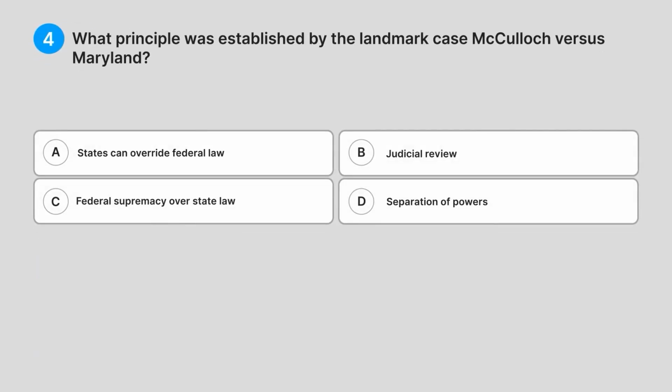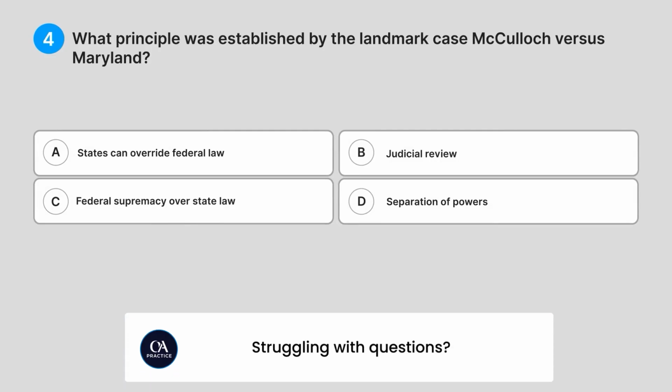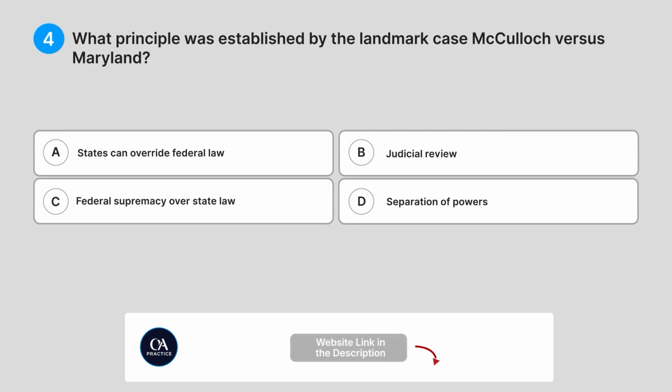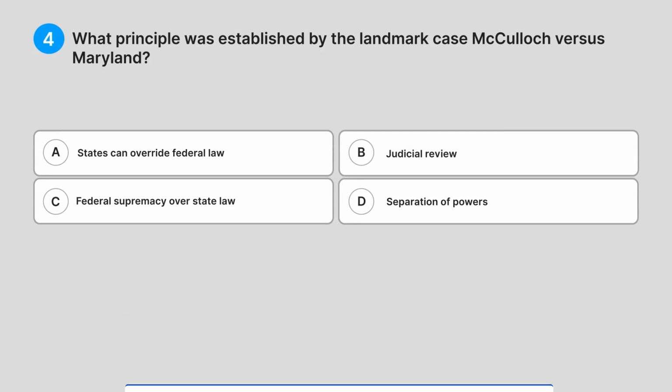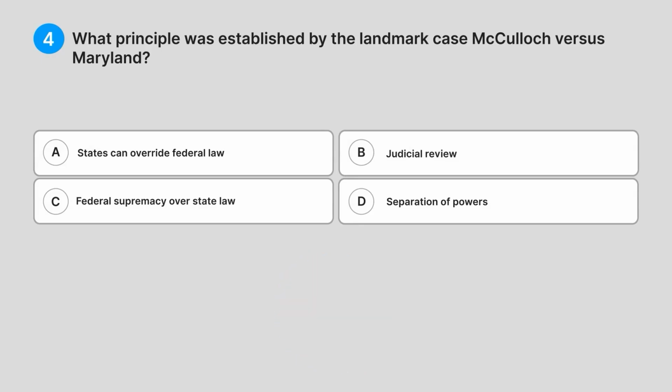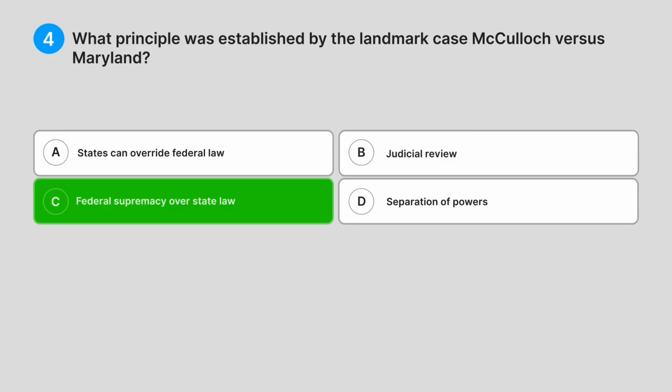4. What principle was established by the landmark case McCulloch v. Maryland? A. States can override federal law. B. Judicial review. C. Federal supremacy over state law. D. Separation of powers. Do you know the answer? Correct answer, C. Federal supremacy over state law.